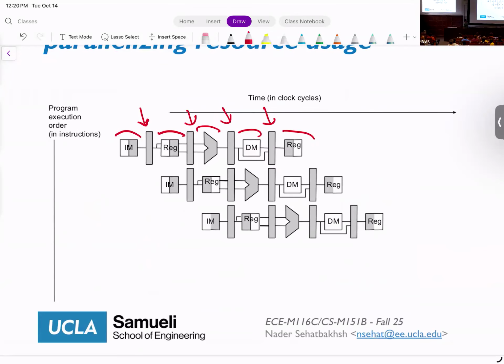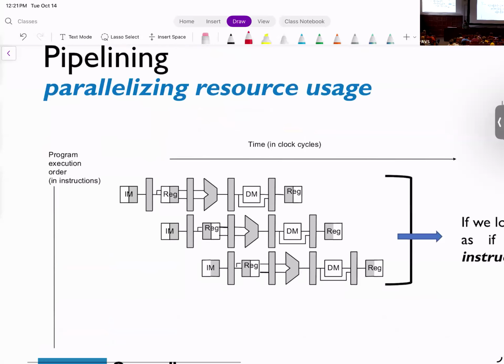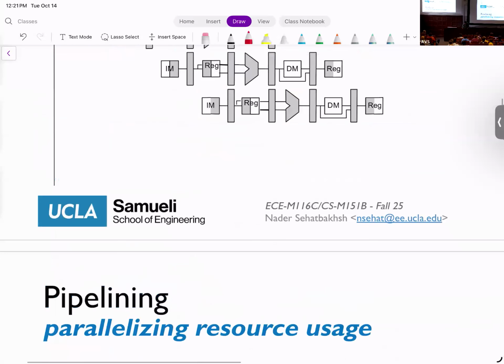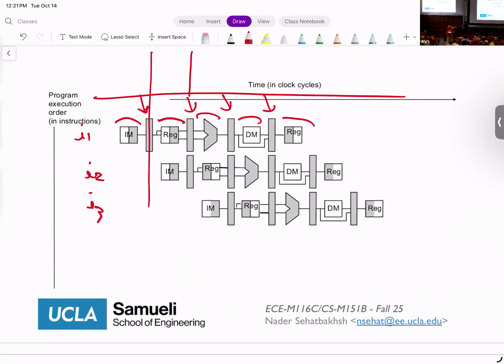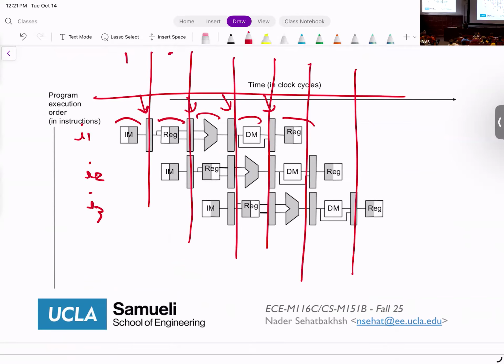And now what we want to do is overlap these things the same way that we overlap our washing cycles and drying cycles, okay? So for example, we put instruction 1 here, and then instruction 2 here, instruction 3 here. So how does it work? Think about this as cycle by cycle behavior, okay? So this is cycle 1, this is cycle 2, this is cycle 3, this is cycle 4, 5, 6, and so on, okay?